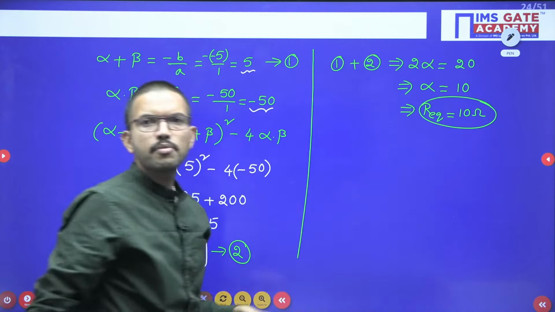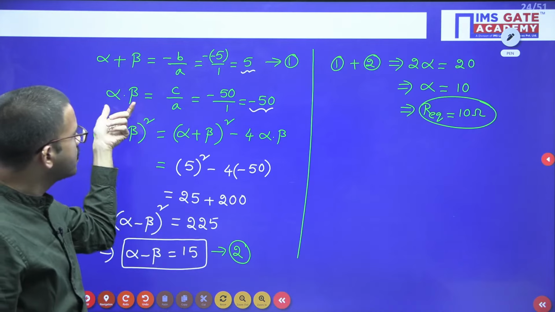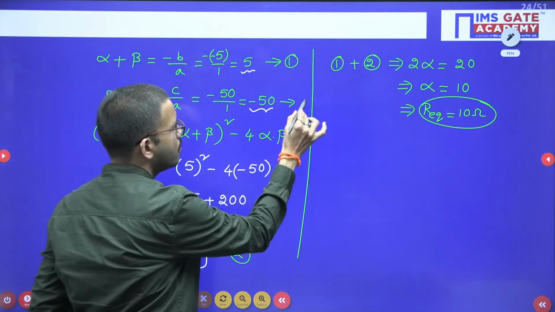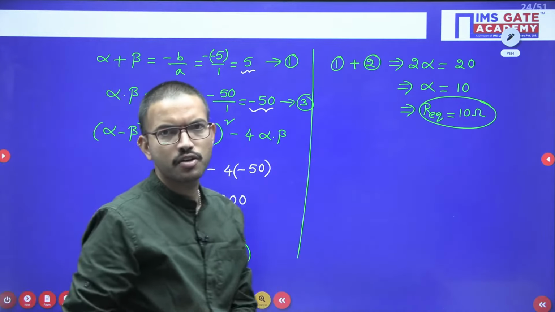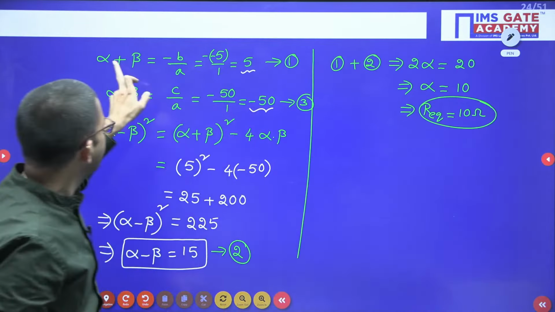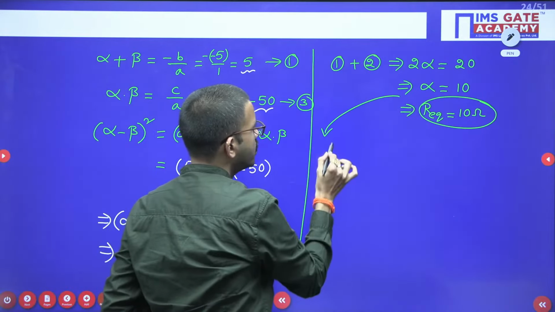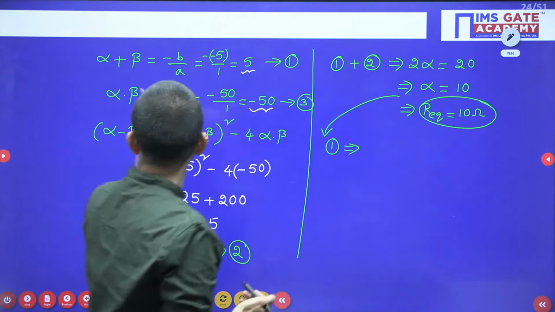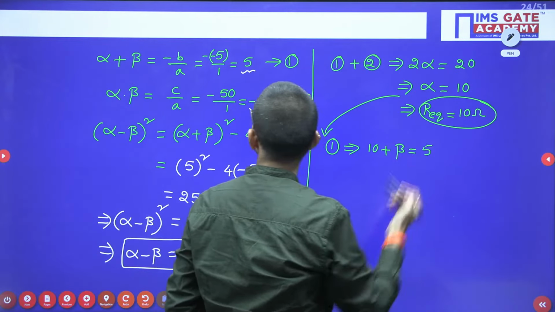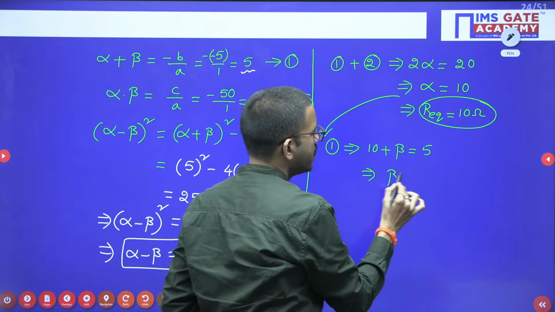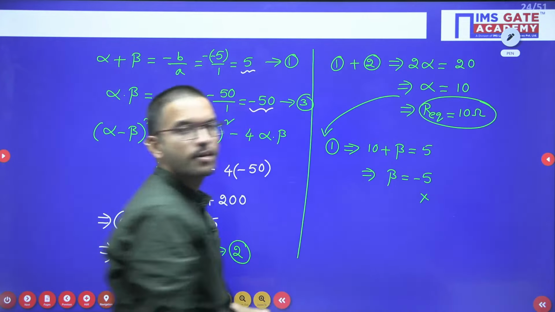The moment you get one root, you can substitute it in either equation 1 or equation 2, or, if you label this one as equation 3, with the help of any of these 3 equations, once you know one root, you can find the unknown. Say for example, if you substitute the alpha value in equation 1, alpha is 10 plus beta equals 5. So from here you get beta as minus 5. That means a resistor value can never be negative, and that is the reason we are eliminating it.